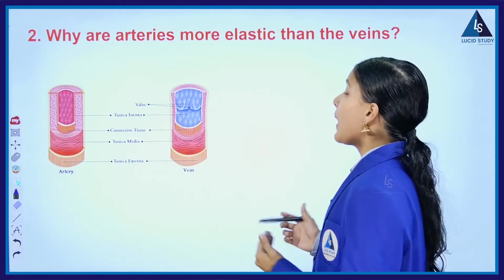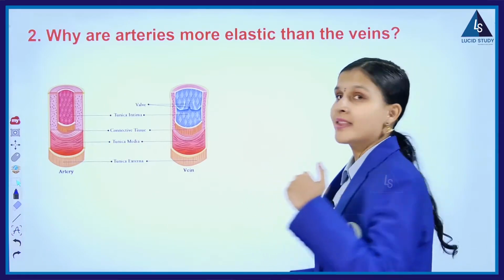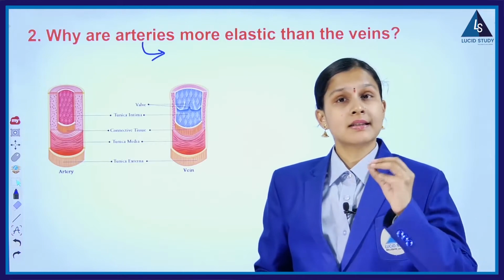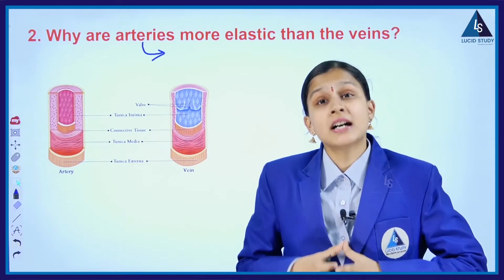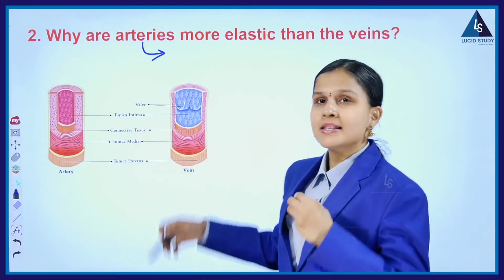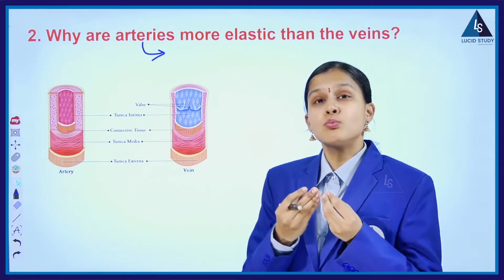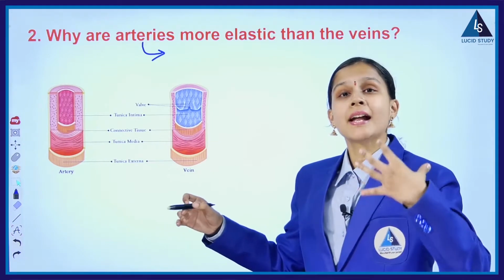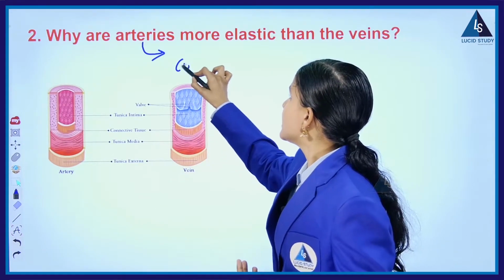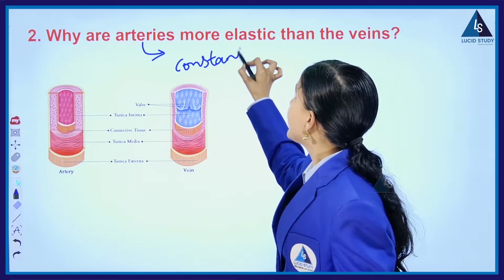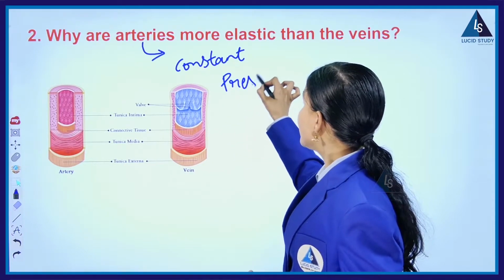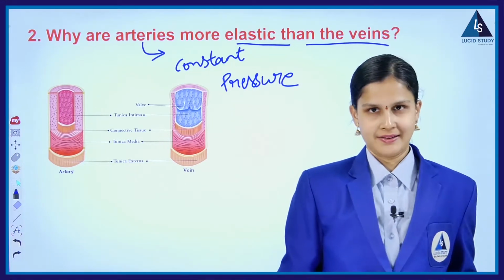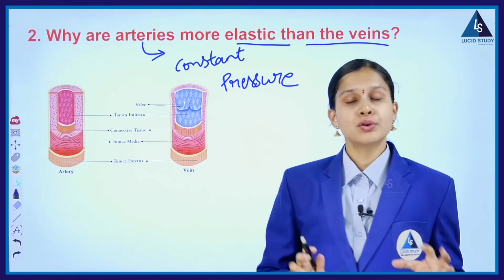Next question. Why are arteries more elastic than veins? So for this question, how are you going to answer? Arteries will have tunica media. That is, these arteries will have more smooth muscles as well as elastic tissues. So these smooth muscles and elastic tissue help the arteries to maintain constant pressure. That's the reason why arteries are more elastic than veins. So this is how you are going to answer this question.